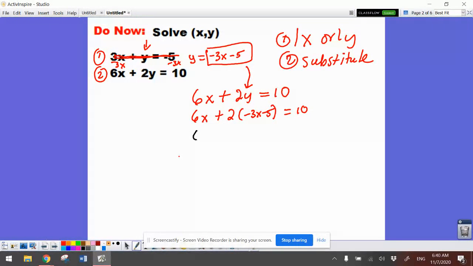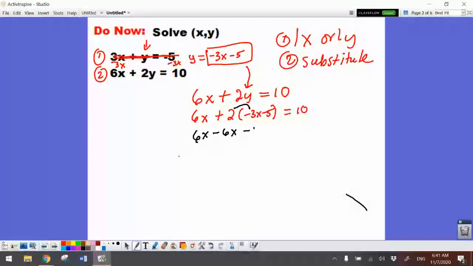All right, let's see how you did. 6x plus, actually that would end up being minus, wouldn't it? Because I have to distribute that negative, where that negative is there. So let's put that negative in there. 2 times negative 3 is negative 6x, and 2 times negative 5 is a negative 10.